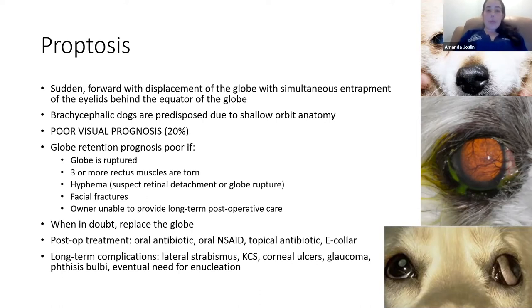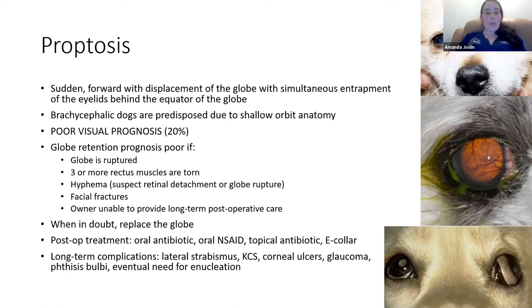The brachycephalic breeds are predisposed to it due to the shallow orbit anatomy. They just don't have a lot of room for the eye to sit in the orbit. Technically, the answer is that there's a poor visual prognosis of about 20%. Obviously, you might see one where it just comes in because it walked into the door, or the dog did something trying to go after the owner. Again, if it's brachycephalic, they typically have a better prognosis if they caught it quickly.